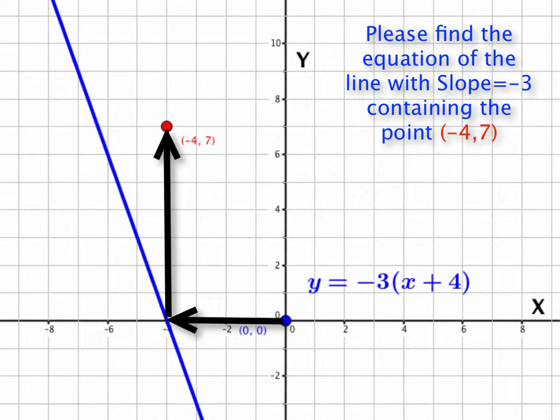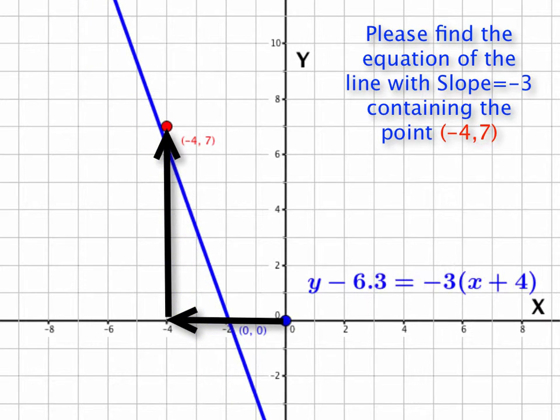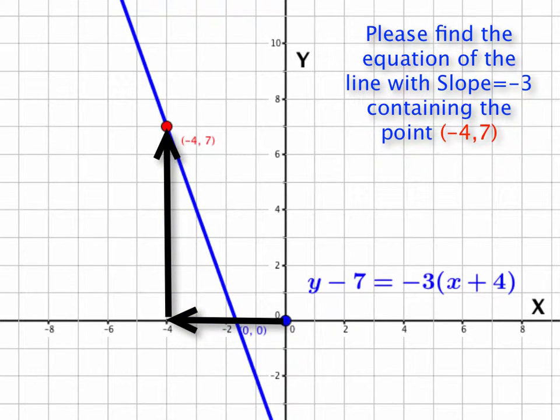And if we want to move our graph up the remaining 7 units to have it go through that point, all we need to do is replace the y in our equation with a y minus 7. And now we've got the equation for the line with a slope of -3 containing the point -4, 7.